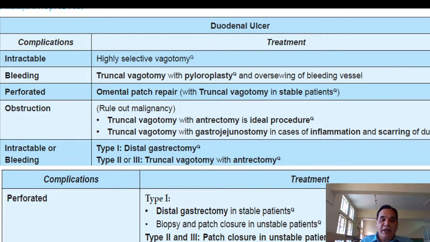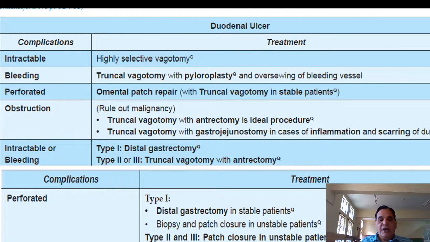Whenever patient has got bleeding, you operate on him, patient is comfortable, then truncal vagotomy with pyloroplasty with suturing of the bleeding vessel. Perforated duodenum, surgery is a must. Omental patch repair, that is Graham's patch repair, and truncal vagotomy in stable patients. In obstruction, truncal vagotomy with gastroenterostomy. Here you are going for Billroth 1. Truncal vagotomy for GOO, it is Billroth 2. Intractable or bleeding, distal gastrectomy, truncal vagotomy with gastroenterostomy.